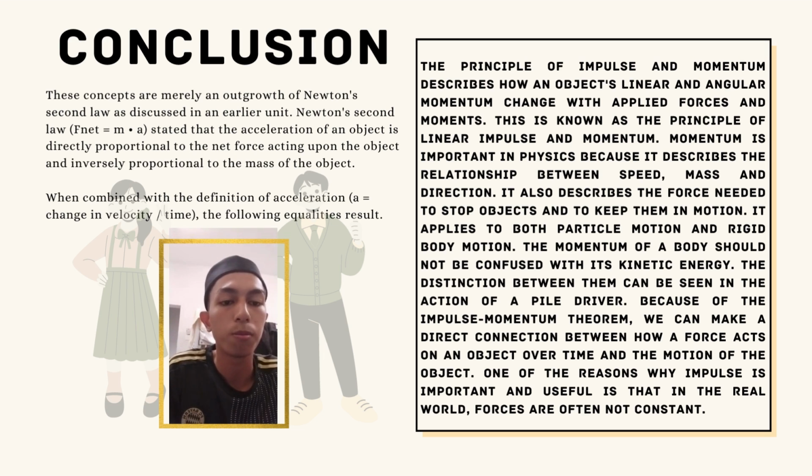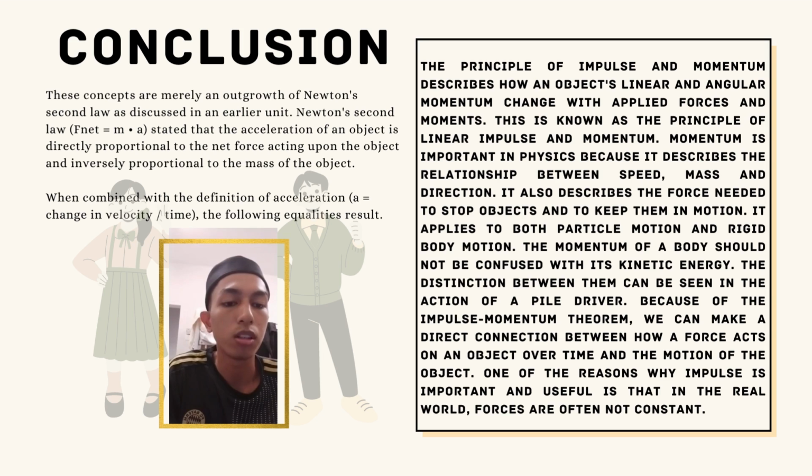The principle of impulse and momentum describes how an object's linear and angular momentum change with applied force and moment. It is known as the principle of linear impulse and momentum. Momentum is important in physics because it describes the relationship between speed, mass and direction. It also describes the force needed to stop an object and to keep it in motion. It applies to both particle motion and rigid body motion.